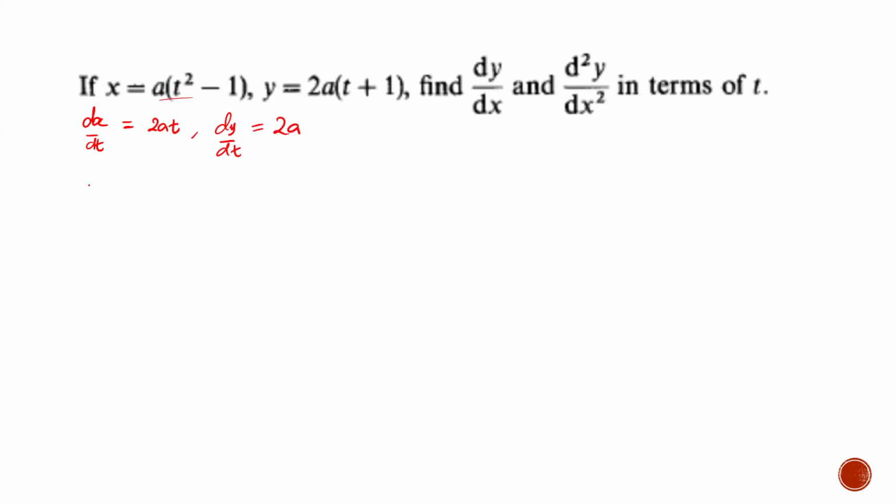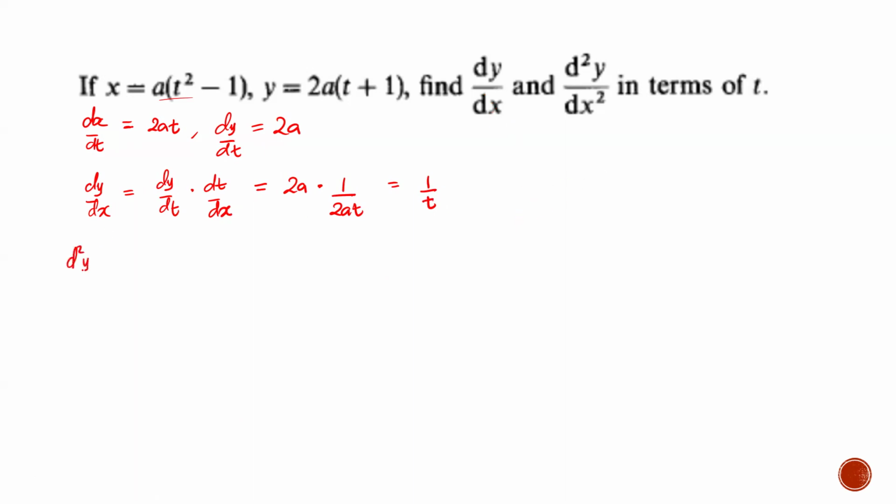Now, how do we get dy/dx? We know that dy/dx is simply dy/dt multiplied by dt/dx. But dt/dx is the reciprocal of dx/dt. So this is going to be 2a multiplied by 1 over 2at, which is 1 over t. So we found the first part, dy/dx, in terms of t.